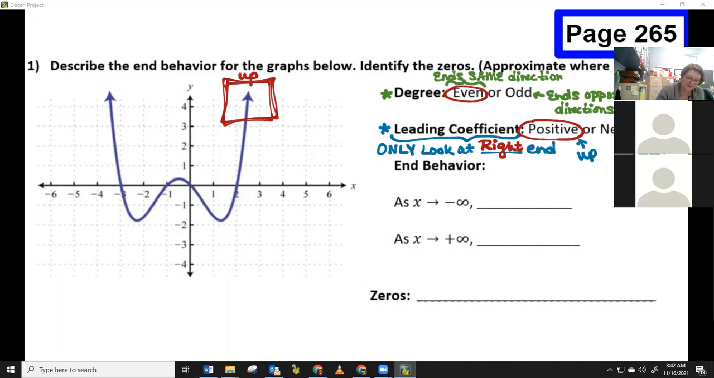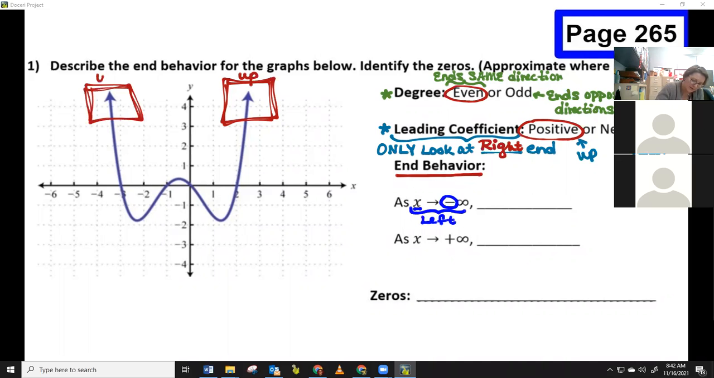Now let's talk about our end behavior. So now I'm going to look at both ends, but I need to read the beginning of my sentence so that I know which end we're talking about. It says, as x approaches negative infinity. So I'm looking at the x-axis at the negative side. Is that the left or the right? The left. So I'm going to go look at the left end. What is the left end doing? Going up. So it's going positive.